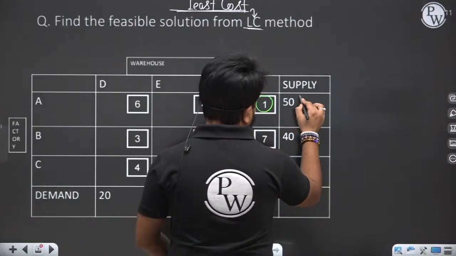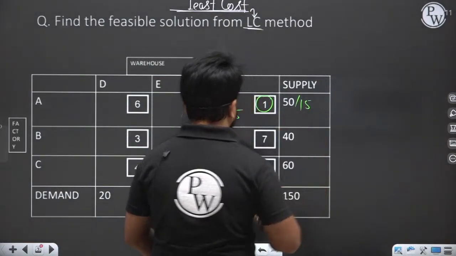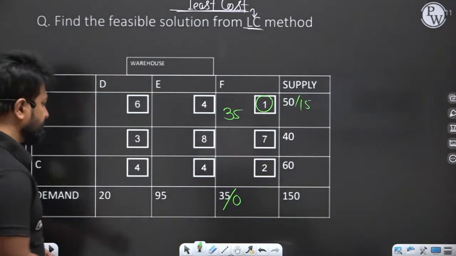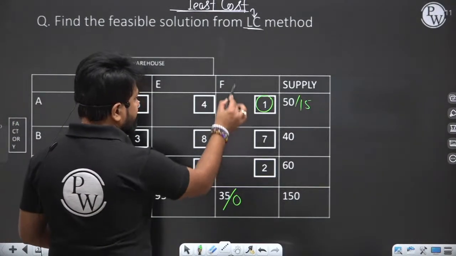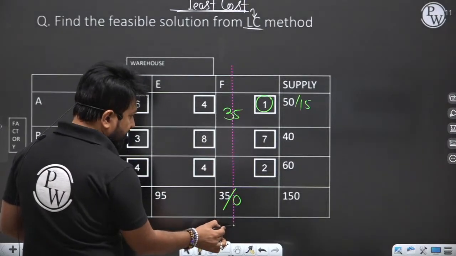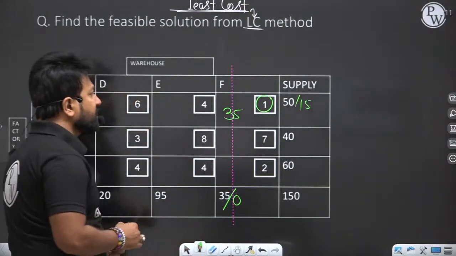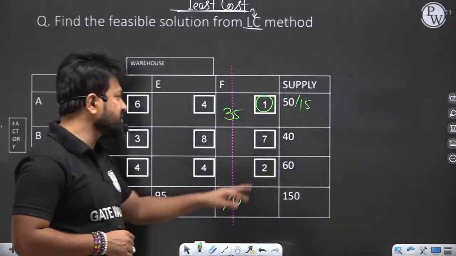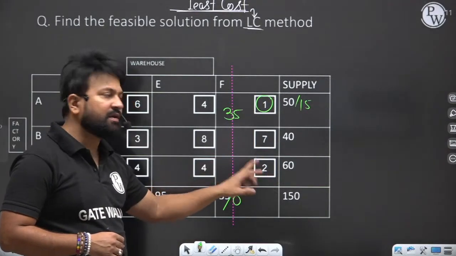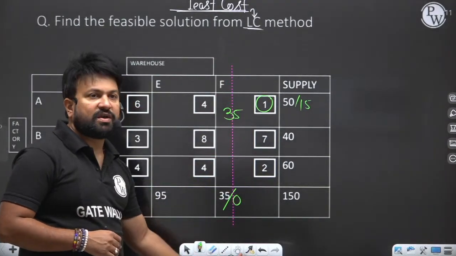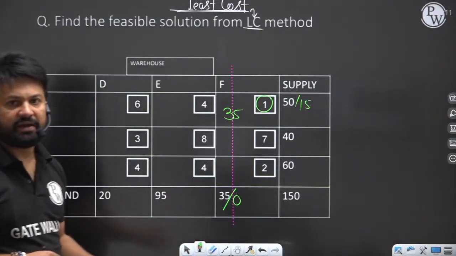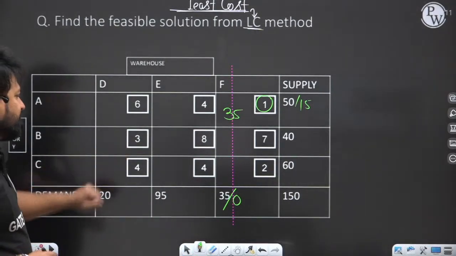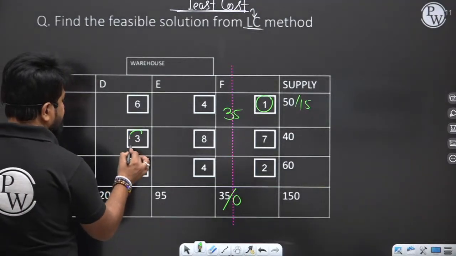So still there will be a supply of 15, right? The demand remaining is 25. Here the demand of F is fulfilled, so we are going to eliminate this column, right? Now again select the least transportation cost. You cannot select 2 here, why? Because this column is cancelled completely. So the next transportation cost is 3, my dear.